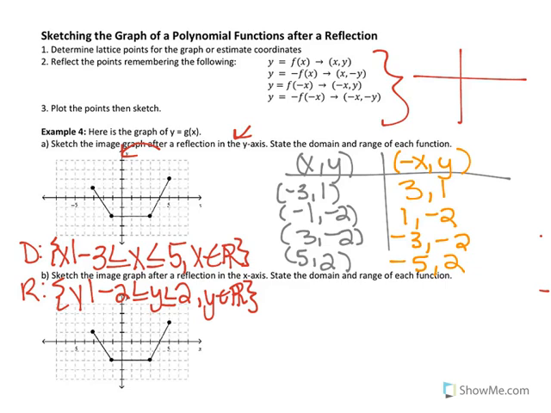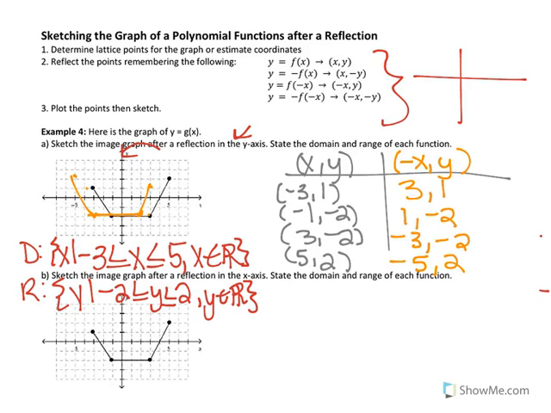So we can graph this. So it's going to go over here, this point, and this point. This point's going to go over here. This point's going to go right here, and this point's going to move over here. There we go. So there is our new graph.